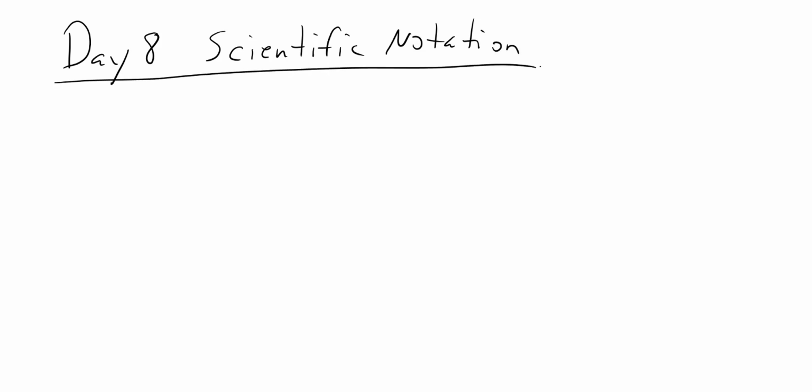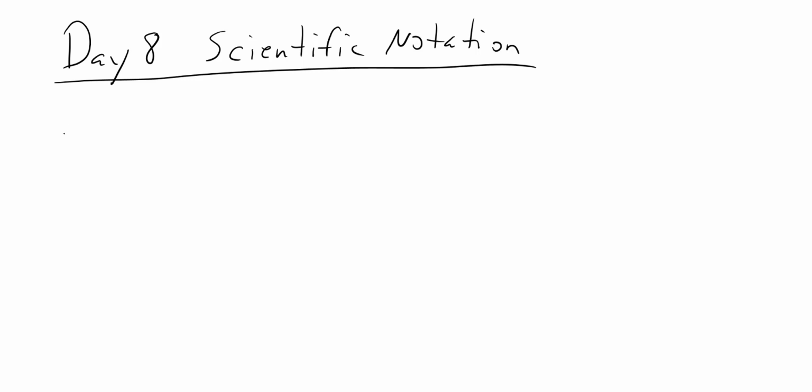Basically, what we're doing today is something called scientific notation. Scientific notation is used a lot in science and engineering, and it's used to describe really big numbers or really small numbers. So, an example, a couple of random things.